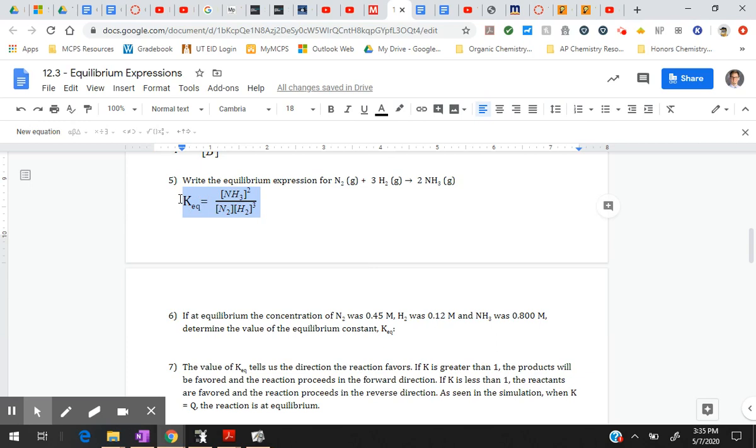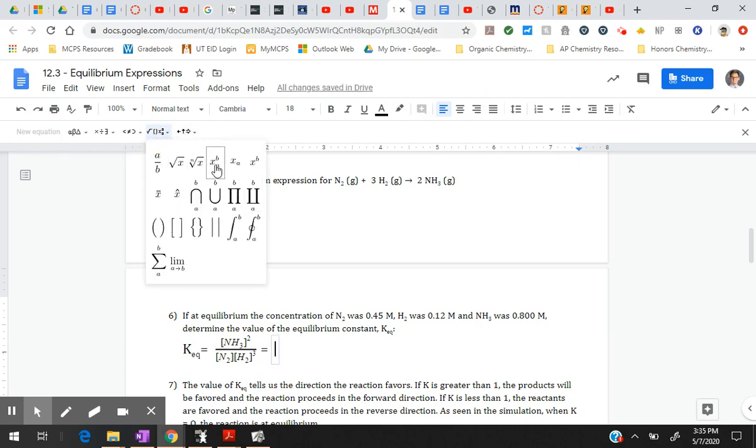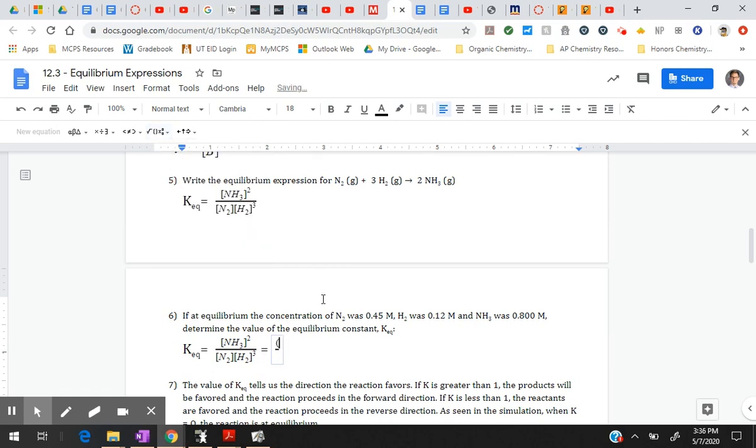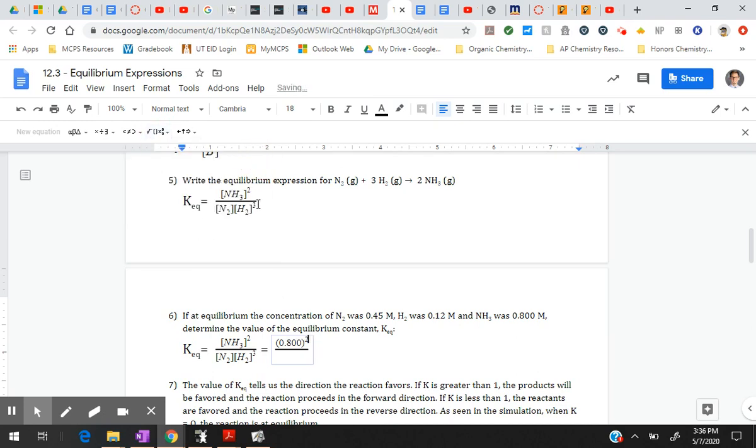Now I'm going to show you how to calculate K if I'm given equilibrium concentrations. At equilibrium, the concentration of N2 is 0.45 molar, the concentration of H2 is 0.12 molar, and the concentration of NH3 is 0.800 molar. So I need to plug those numbers in, products over reactants. So I'll do my fraction again. 0.800, and I know that's going to have to be squared.